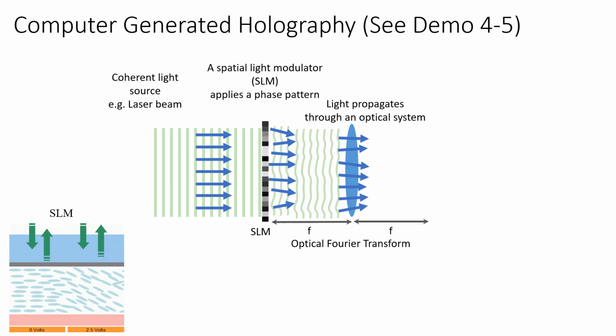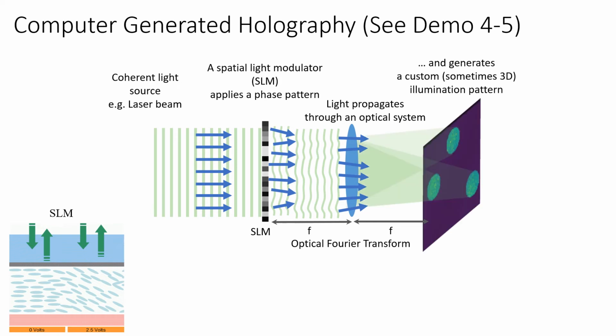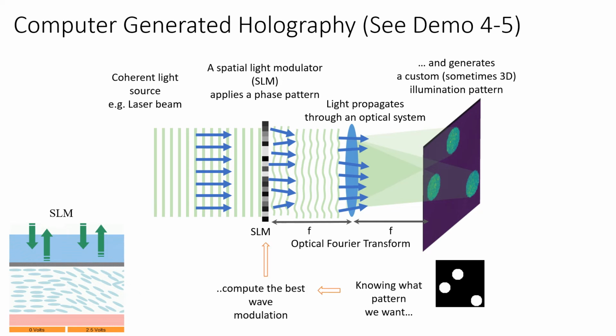Typically, this is a Fourier lens in an FF system, as we've seen before. Light propagates towards the image plane, and the phase fluctuation induced by the SLM leads to a spatial reconfiguration of the intensity function. The goal of a CGH algorithm is, knowing what intensity we want in the image plane, to calculate what is the best phase modulation we need to apply in the SLM phase to obtain this illumination pattern.